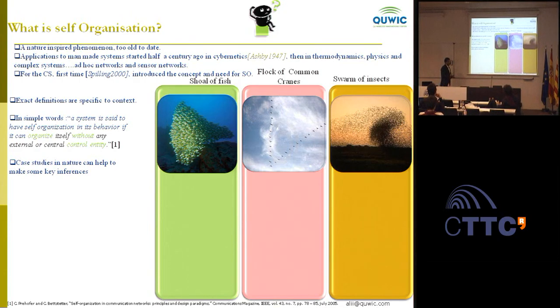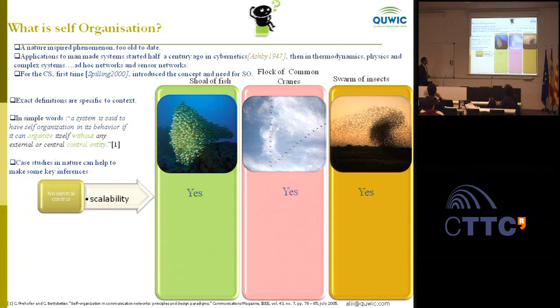And a swarm of insects is also a self-organizing system in nature. And interestingly, there are some common properties in all of these systems which can help us better understand them. For example, the first property is you would be unable to find a central control unit in these systems.